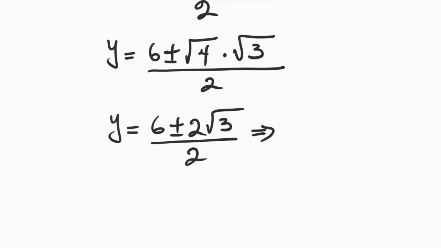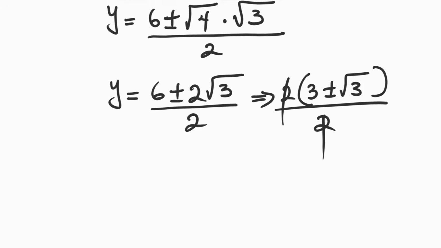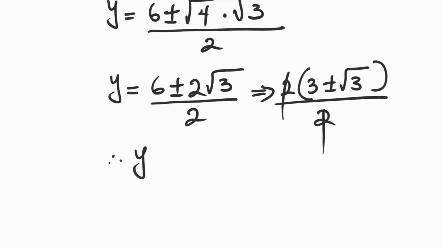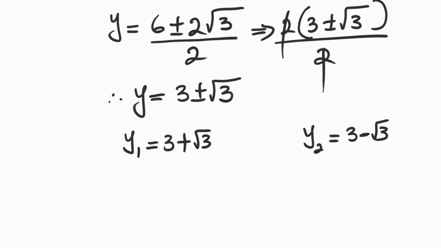And we can factor out 2 from the numerator, and we have 3 plus or minus root 3, all divided by 2, and the 2's can cancel out. So therefore, our y is equal to 3 plus or minus root 3, meaning that our y1 is 3 plus root 3, and our y2 is equal to 3 minus root 3.